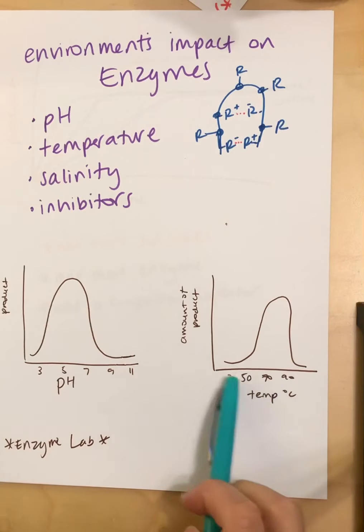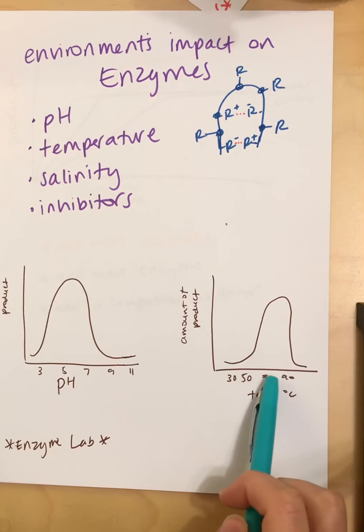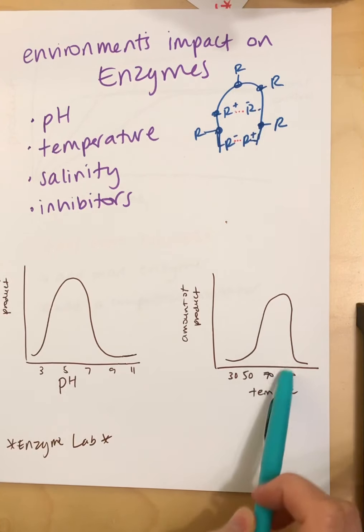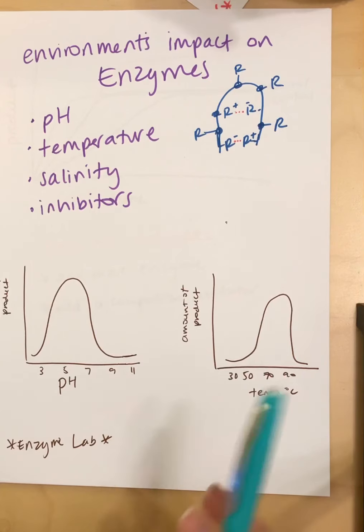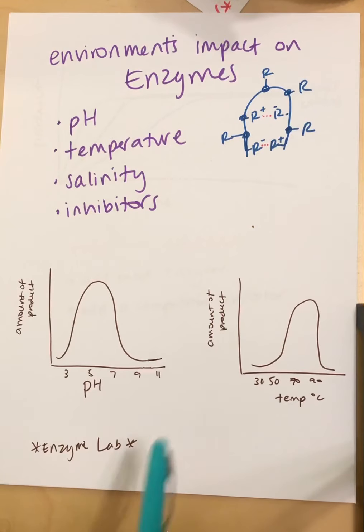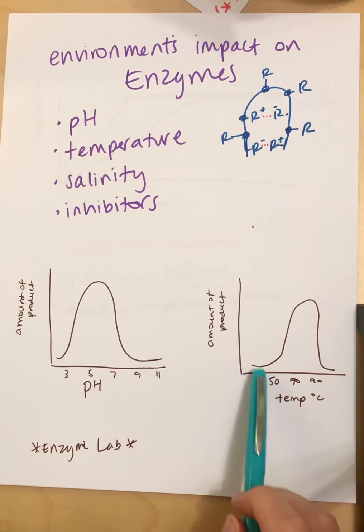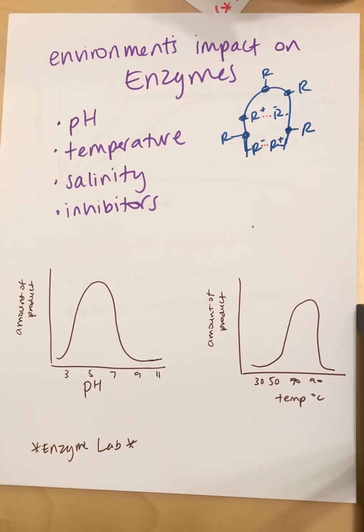Also, this is a graph of temperature. So this enzyme happens to function best at like 75 degrees Celsius. That's pretty darn warm. So that could be an enzyme that's like in a hot spring or something. Our body temperature is around 37 degrees Celsius, just so you know.